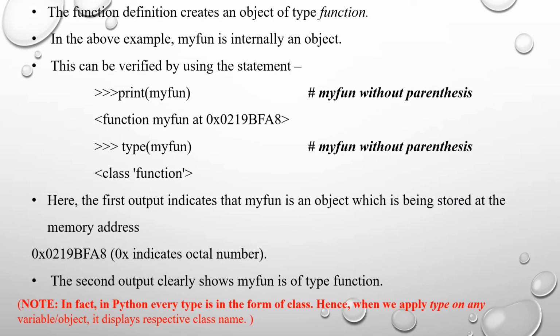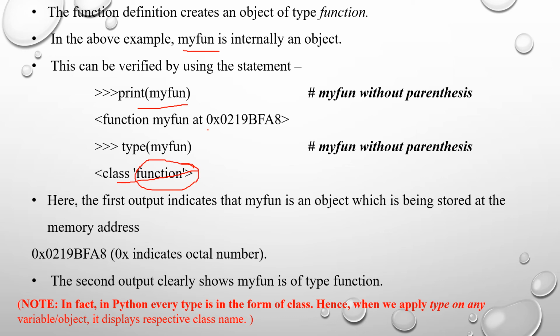The function definition creates an object of type function. So in the previous example, my fun is internally an object. This can be verified by using the statement print(my fun), the my fun without parentheses. So here the function my fun is stored at the 0x021 location. So the type of my fun is function. The my fun without parentheses is the function.